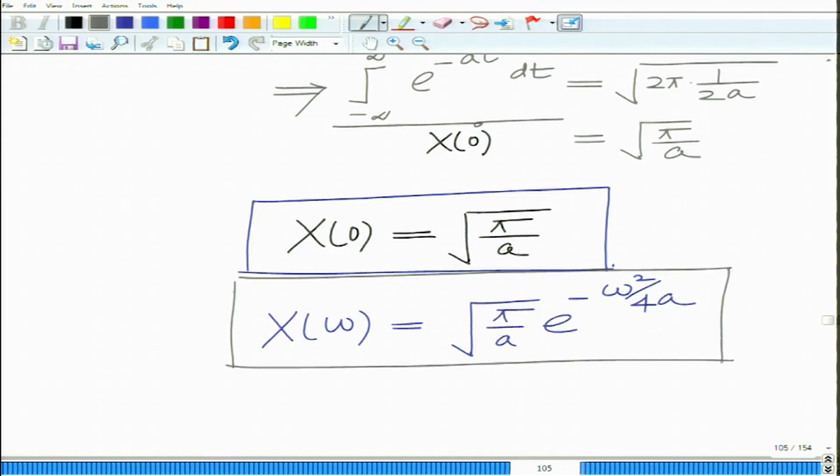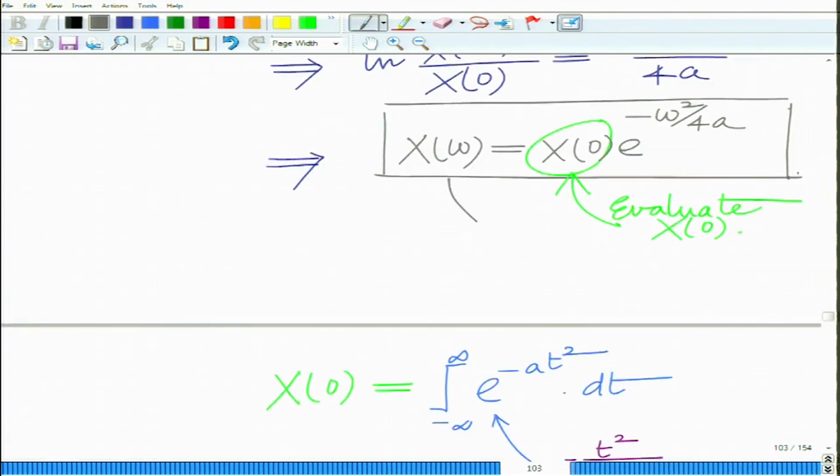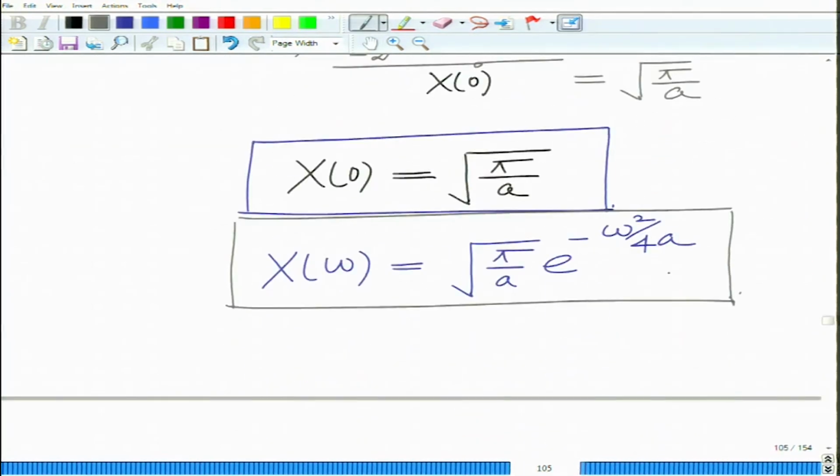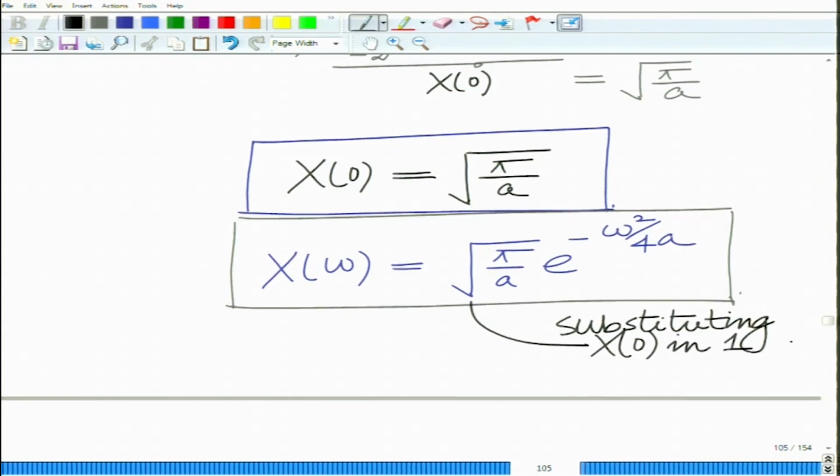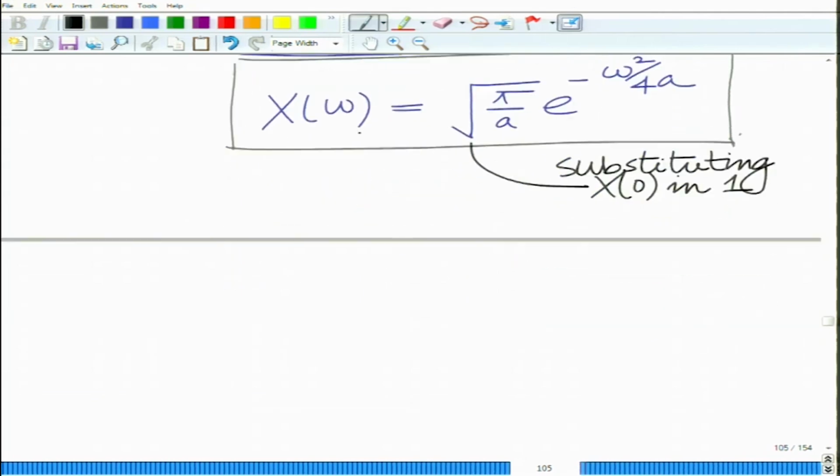So, what we are doing is simply substituting the value of X of 0 in equation 1. So, we obtain square root of pi over a, e raised to minus omega square over 4a, and this is the Fourier transform of the Gaussian pulse.